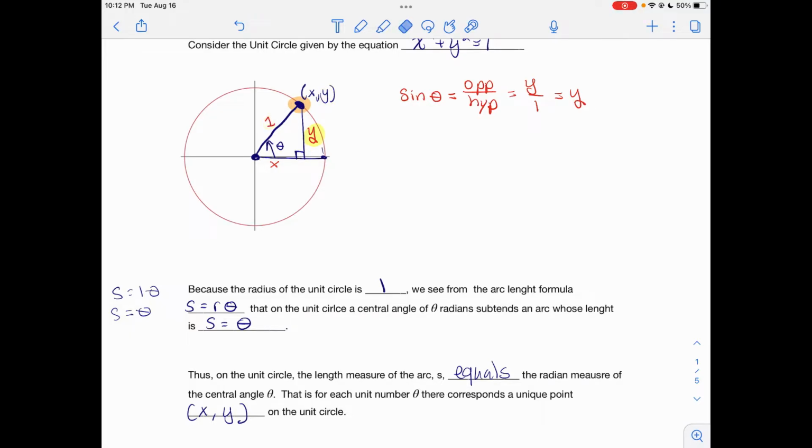Let's erase those highlights. All right, let's say I now want to find cosine of theta. Well, recall cosine of theta is the adjacent side divided by the hypotenuse. Looking at theta, x is the side adjacent to theta, and 1 is still the hypotenuse, so that would be x over 1, which is simply x. So that tells us the x value corresponds to the cosine of an angle if that point (x, y) is on the unit circle.